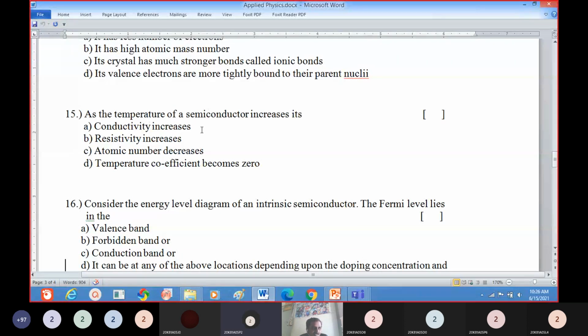In case of metals, it will decrease with increasing the temperature. So that means we are considering up to room temperature only, not 0 Kelvins. In case of metals, if you increase the temperature, conductivity will decrease.